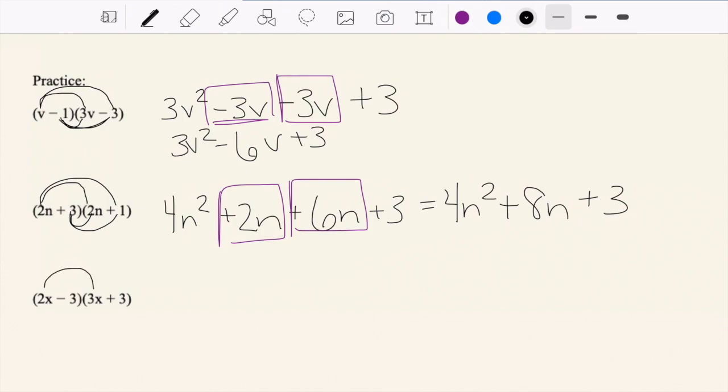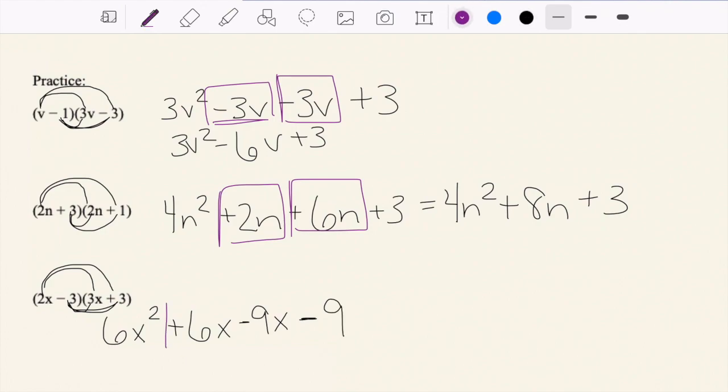First, so 2x times 3x will give us 2 times 3 is 6, and then x times x is x squared. We have 2 x's. All right, outside, so 2x plus 3. So 2 times 3 is 6, and then we have that x. All right, inside, so negative 3 and positive 3x. So negative 3 times 3 gives us negative 9, and then we have that x there. And then our last, so negative 3 times positive 3 will give us negative 9.